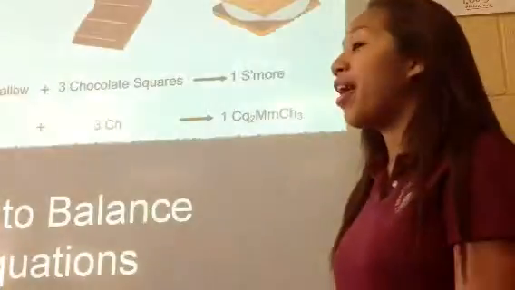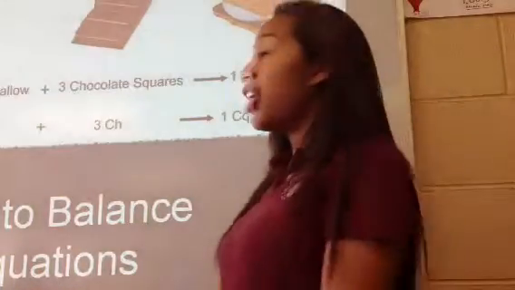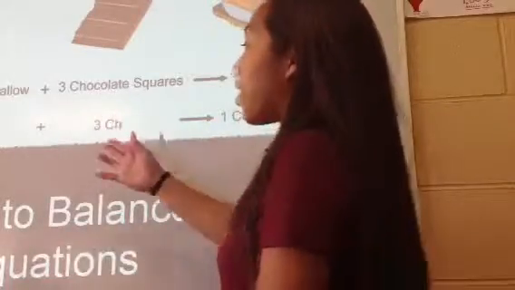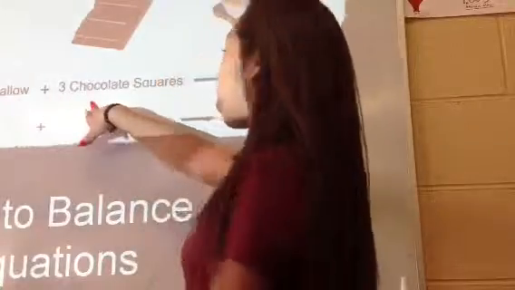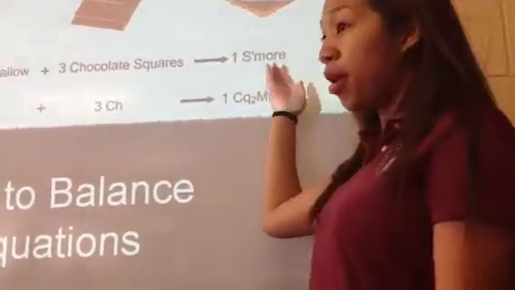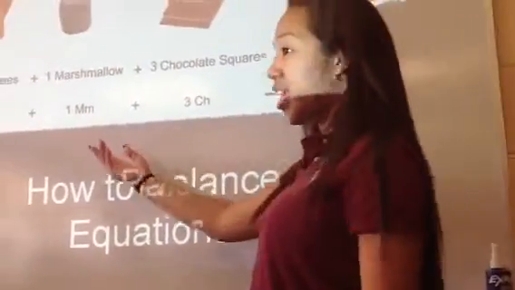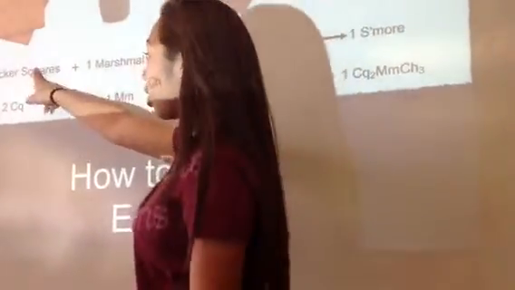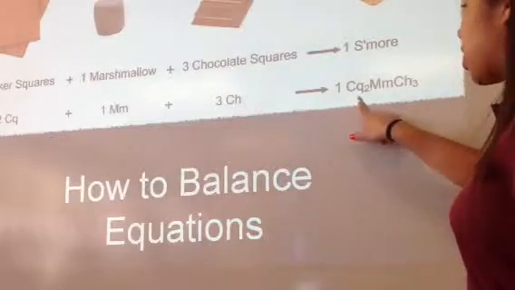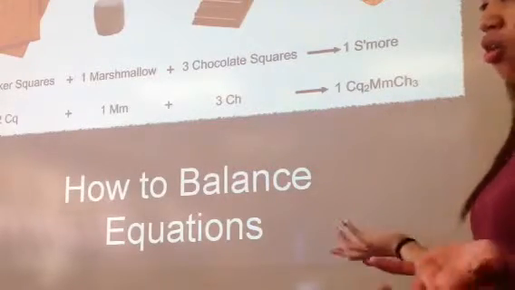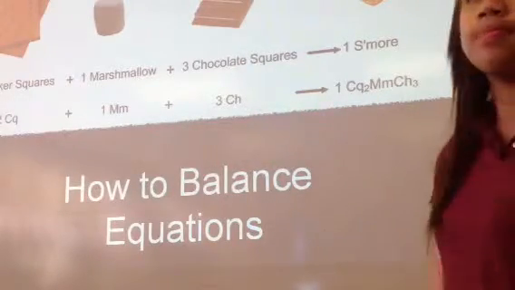We're going to teach you guys how to balance equations. Okay, so you learn how to balance an equation like this. If you have 2 cracker squares plus 1 marshmallow plus 3 chocolate squares, you're going to have 1 perfect s'more. So it works with the same thing with science. If I have 2 cracker squares plus 1 marshmallow plus 3 chocolate squares, it's still going to equal a normal s'more, like you would eat it.